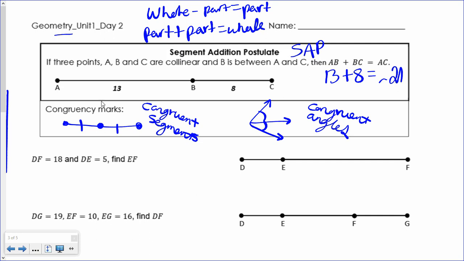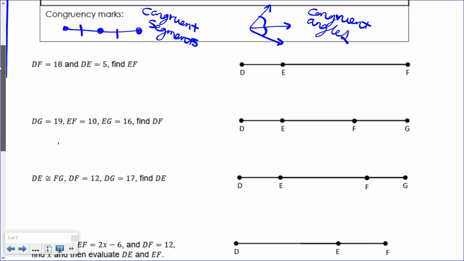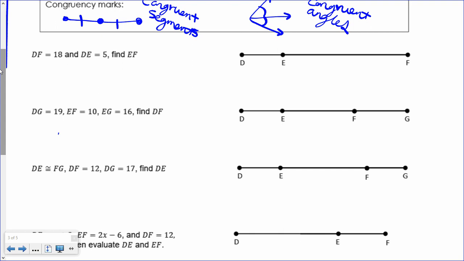All right, we're going to go through these examples relatively quickly. Some of them are pretty straightforward. You guys slow me down if I'm going too fast, but I'm going to go a little bit quick through these because I feel like they're pretty straightforward. So when I give you guys information in a picture, I expect you to put the information into the picture and write an equation. All right, so I know that DF, which is the entire length, is 18, and I know that DE is 5. How would I find EF?